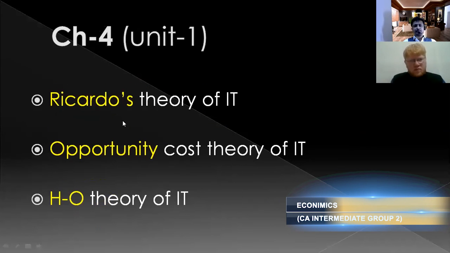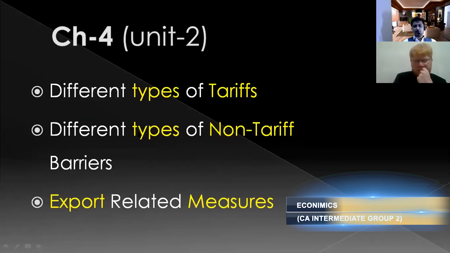In the first unit, they should study Ricardo's theory of international trade, also known as the comparative cost difference theory, followed by Haberler's opportunity cost theory, and finally the Heckscher-Ohlin theory of international trade, which is also called the factor endowment theory. In the second unit, the student should study different types of tariffs, then different types of non-tariff barriers, and finally the export related measures. So these are three important points from the second unit of the fourth chapter.